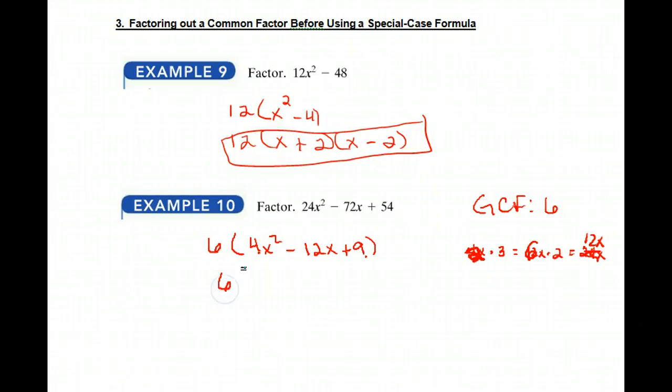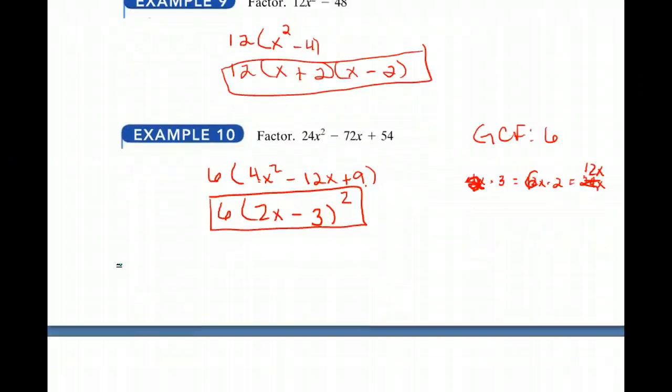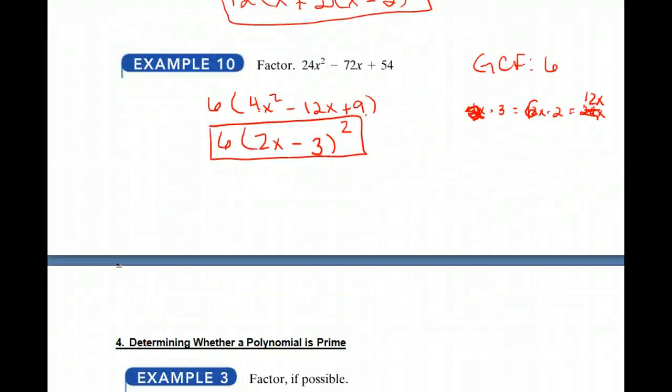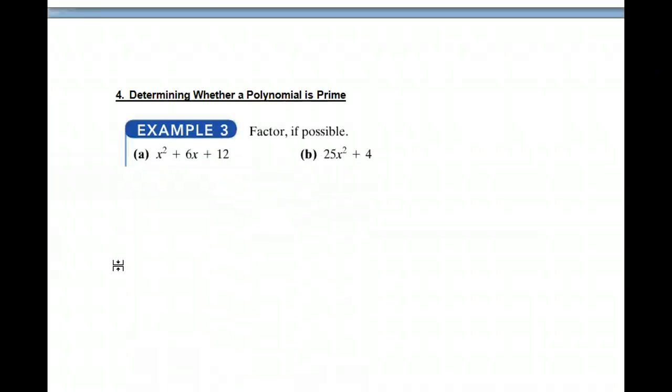So we can bring down our original GCF and write quantity squared. The square root of 4x squared is 2x. The square root of 9 was 3. The sign in the middle is a minus. So we don't have to go through and do the AC method and then factor by grouping. We can just run the little test on the side, as we have just done, and utilize the perfect square trinomial.